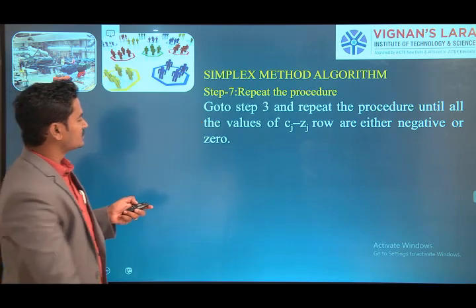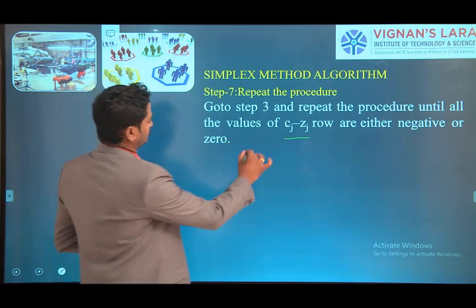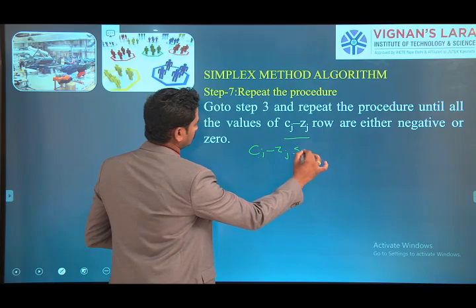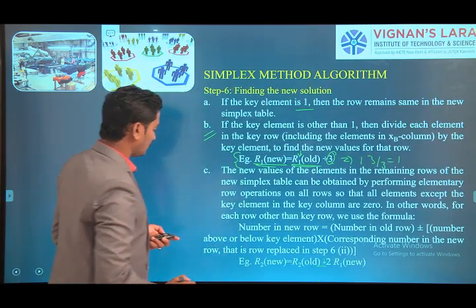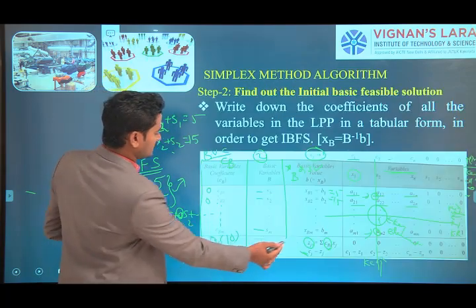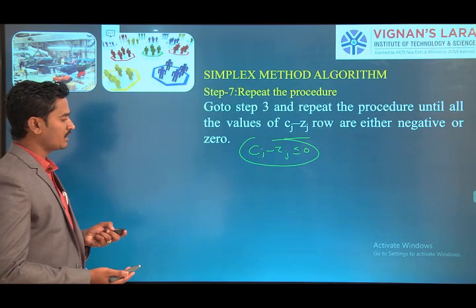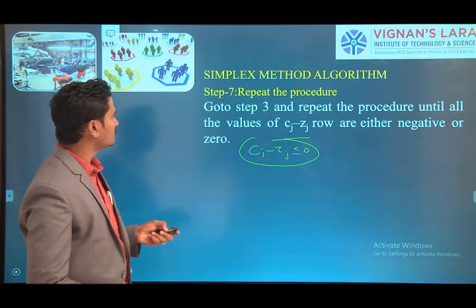Next, coming to the final step, repeat the procedure: go to step 3 and repeat until all the values of Cj minus Zj are either negative or 0, that is, less than or equal to 0. If Cj minus Zj is less than or equal to 0, the solution has reached optimality. We have the feasible region, and the solution is called the optimal solution.